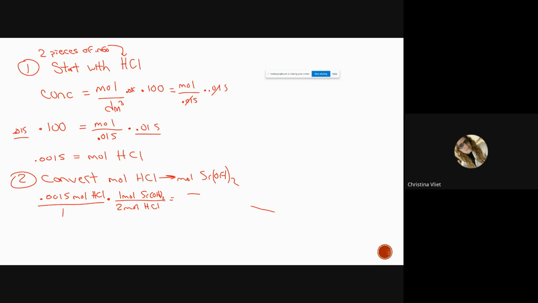0.0015 divided by 2 is 0.00075 moles of Sr(OH)2. Yes?